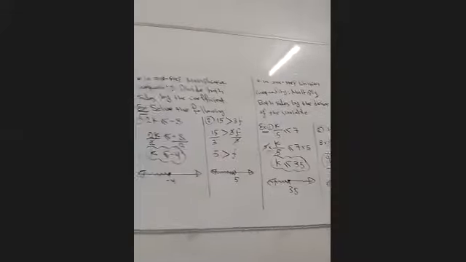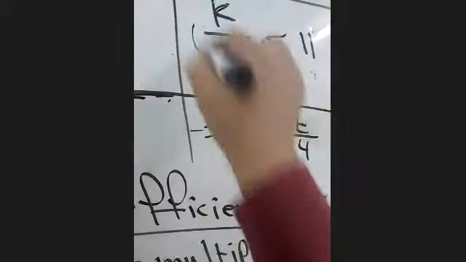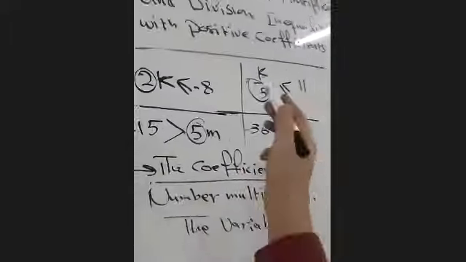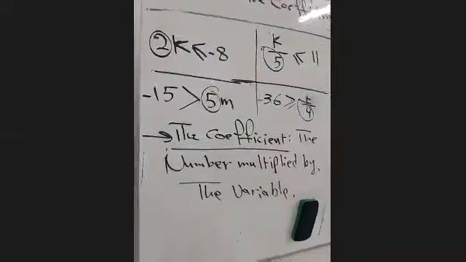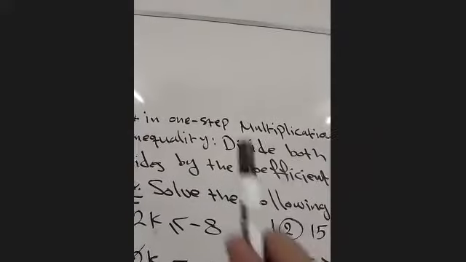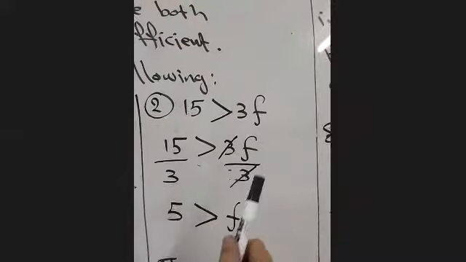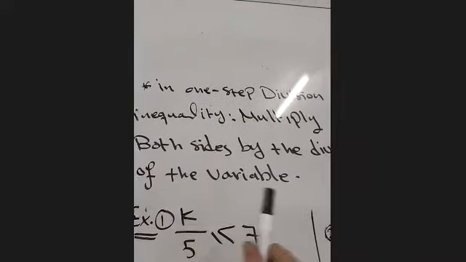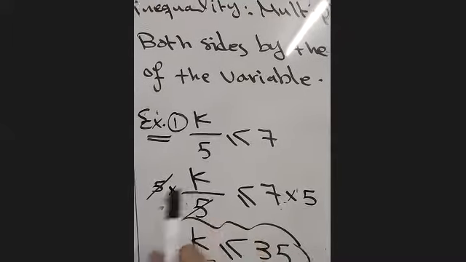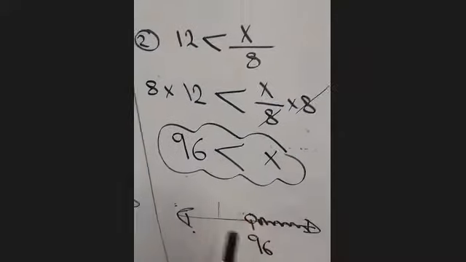Now let's summarize, guys, what we did until now. We took one-step multiplication and division inequalities, but the coefficients, guys, are all positive. What is the coefficient? The number which is multiplied by the variable. How do we do one-step multiplication inequality? We divide both sides by the coefficient. The coefficient 2, we divide by 2. The coefficient 3, we divide by 3. Then simplify and graph. How do we do division inequality? Multiply both sides by the divisor of the variable. Here the divisor is 5, multiply by 5. The divisor 8, multiply by 8, simplify and graph.